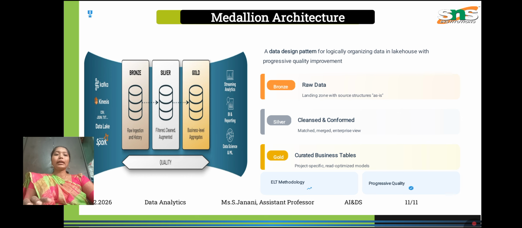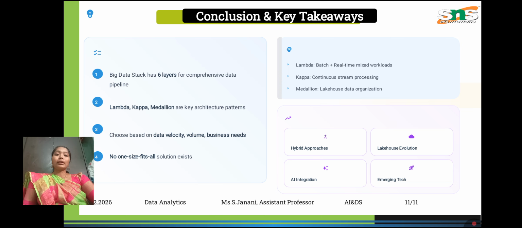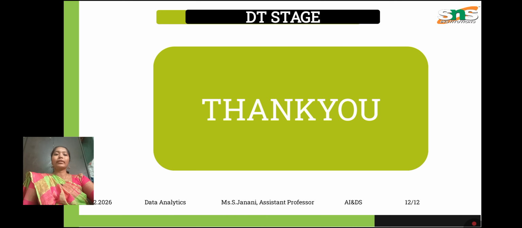The medallion architecture collects the raw data, which is organized in a warehouse with progressive quality improvement. Next is the conclusion. Big stack has six layers. Lambda, kappa, and medallion are the key architectures of the pattern. Depending on data velocity and business needs, they can be used.